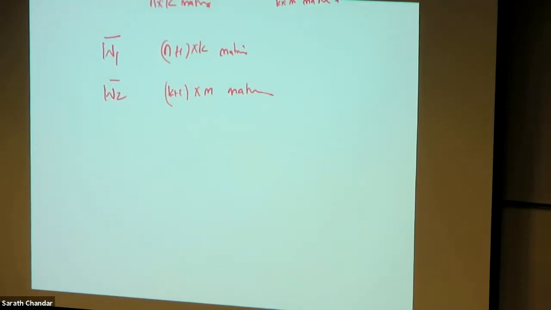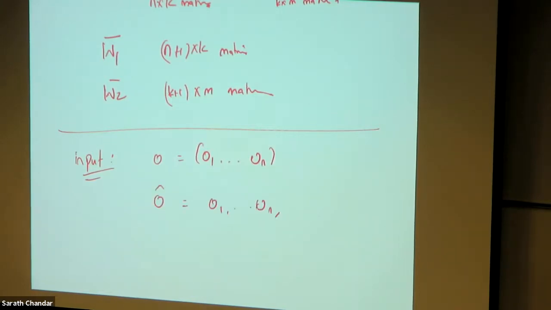Okay. Now, the input of the neural network is n dimensional, right? So let us just take some input. I'm going to call the input as O, like output, because we are going to use it for all the layers. So O is going to be O1 to On. Now I can add an extra 1 to this input so that bias is considered. So I have O hat, which is O1 to On with an extra 1. Is that clear?